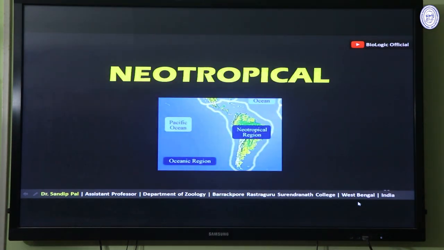Next, move into the next region, that is South American region, which is called Neotropical Realm. The geographical range is whole of South America, tropical North America, and the Antilles Islands. That means islands of West Indies. The four subregions of this realm are: number one, Chilean; number two, Brazilian; number three, Mexican; and number four, Antillean.